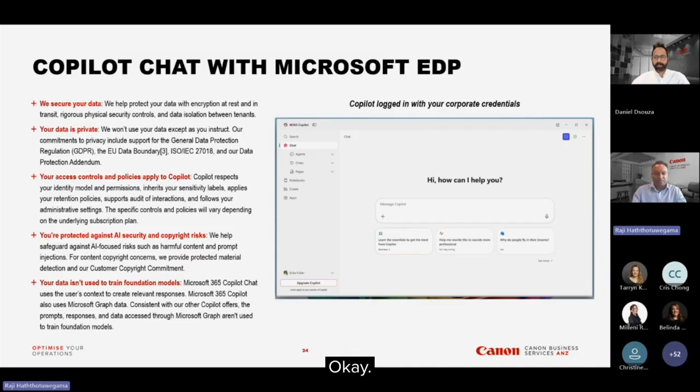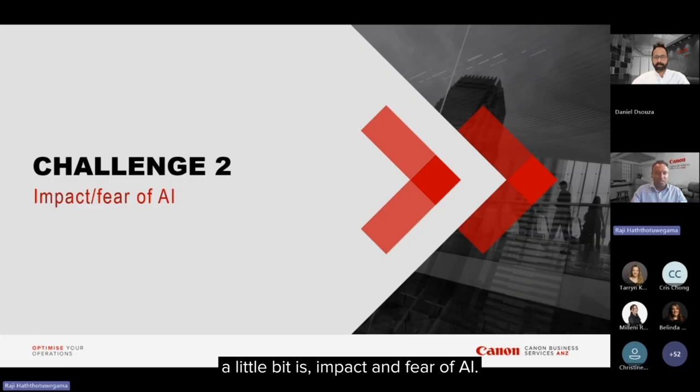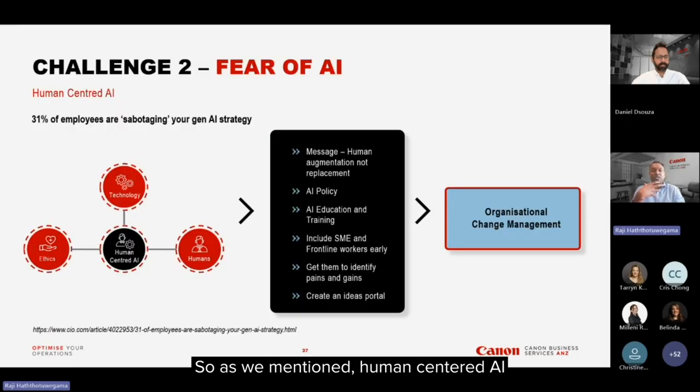Okay. The next one I'm going to talk about a little bit is impact and fear of AI. Now, this is a tough one to discuss, but there are ways to handle that as well. As we mentioned, human-centered AI is one of the main approaches that we take. What I have seen is an interesting statistic: around 31% of employees sabotage your Gen AI strategy. I have also seen this firsthand.